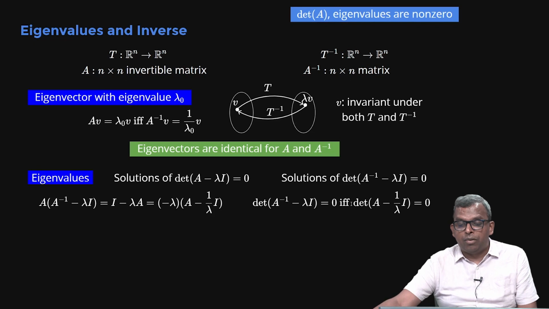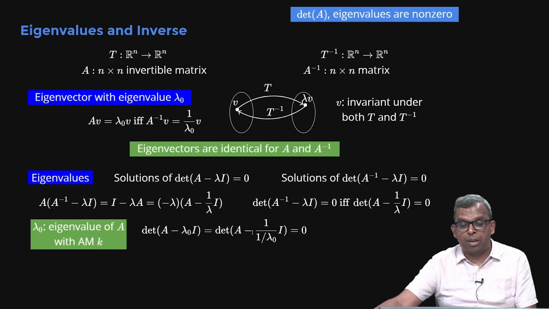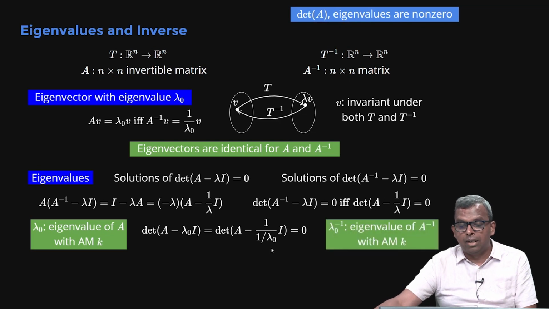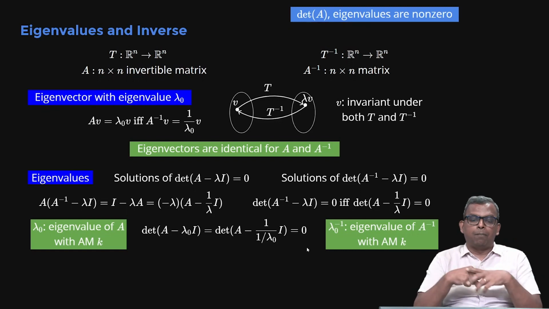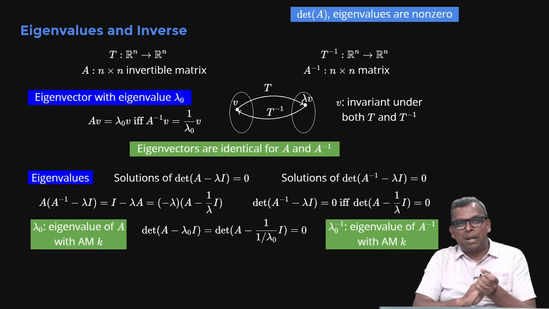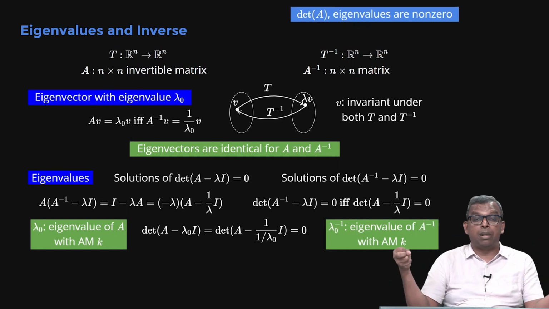So from here we can quite easily see that if lambda naught is an eigenvalue of A with algebraic multiplicity k, because this determinant of A minus lambda naught I is zero, then determinant of A inverse minus 1 by lambda naught I equals 0. From this equation you can conclude that 1 by lambda naught is an eigenvalue of A inverse, and the algebraic multiplicity also remains exactly the same. Okay, not arithmetic, I'm sorry, algebraic multiplicity. I keep saying arithmetic all the time, sorry for that. The algebraic multiplicity of 1 by lambda naught is also the same as the algebraic multiplicity of lambda naught.